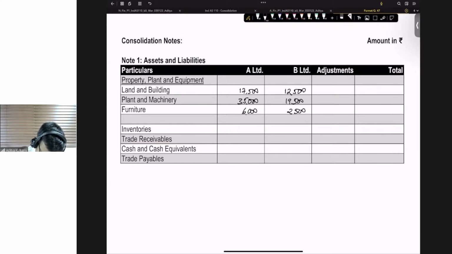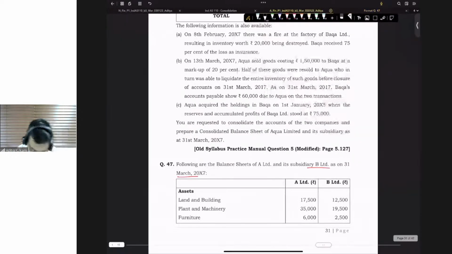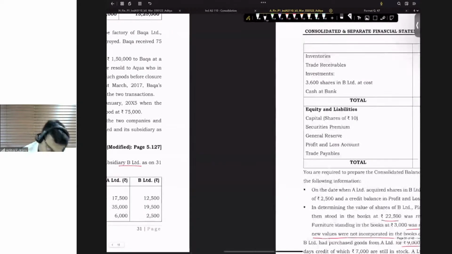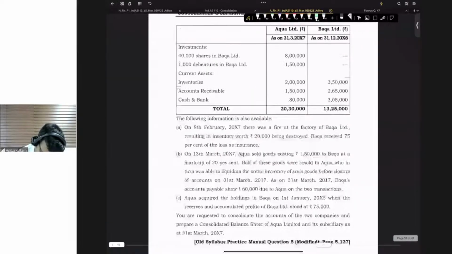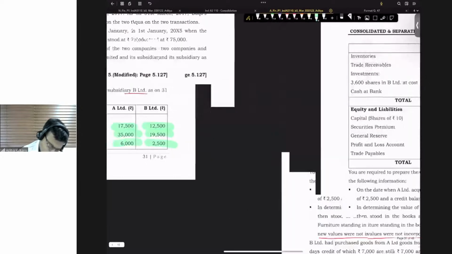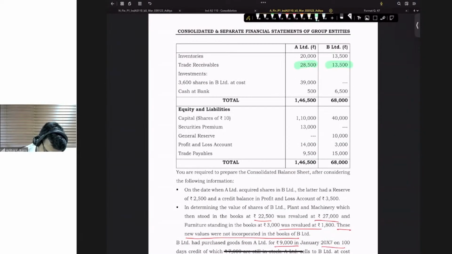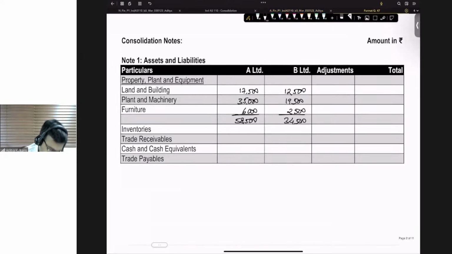So this gives you 58,500, and this is 34,500. Next, so I have considered 6, 4, 7, 1, 2, 3, 4, 5, 6. Now I will be taking trade receivables, cash, trade payables, and inventories. Okay, so now inventories 20,000, 13,500.